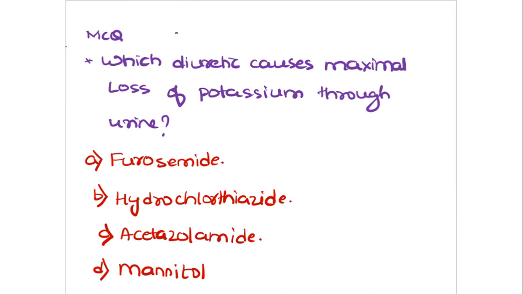Coming to the MCQ: which diuretic causes maximal loss of potassium through urine? The carbonic anhydrase inhibitor acetazolamide is the answer, where for the same degree of natriuresis it produces marked kaliuresis compared to other diuretic agents.